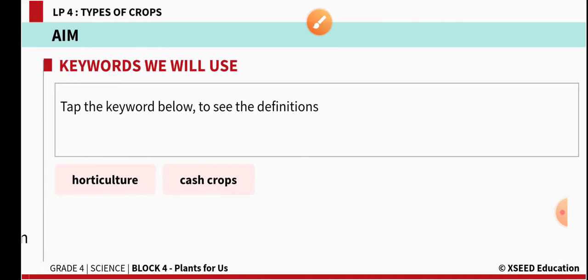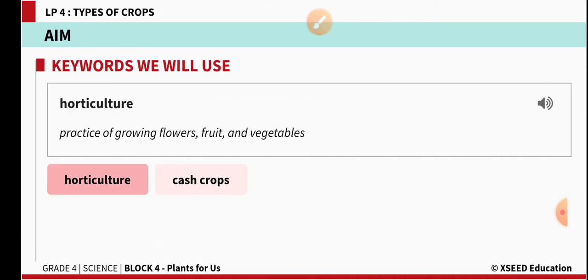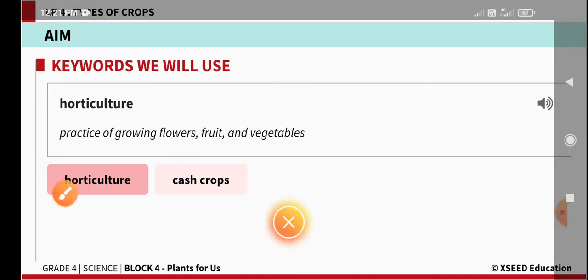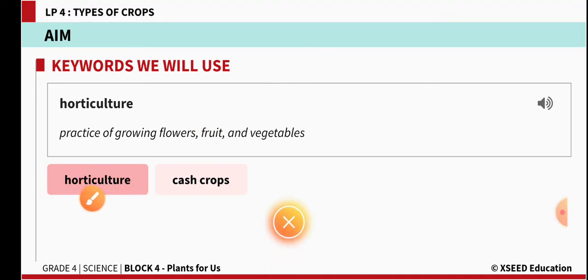What are the new words you are learning here? We'll see. The first one is horticulture. HORTI, horti, CULTURE, culture, horticulture, meaning the practice of growing flowers, fruits and vegetables. Growing all these plants is known as horticulture.